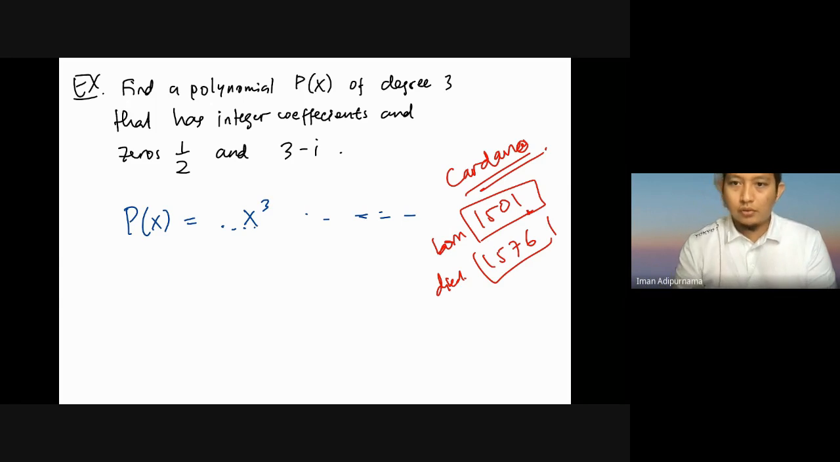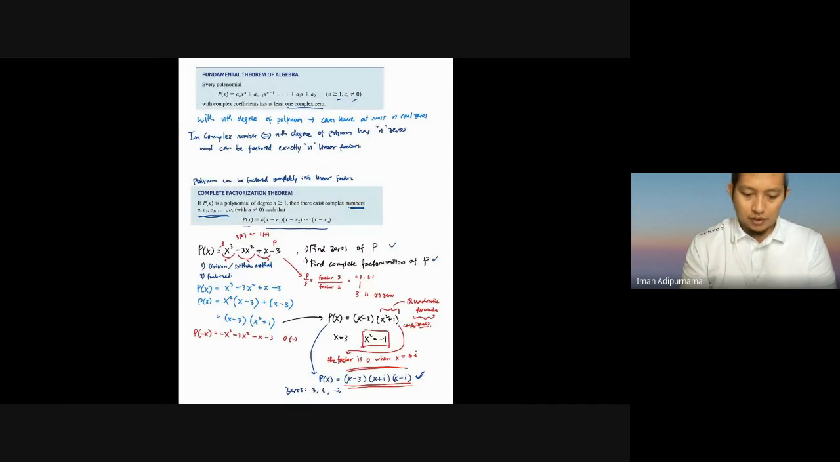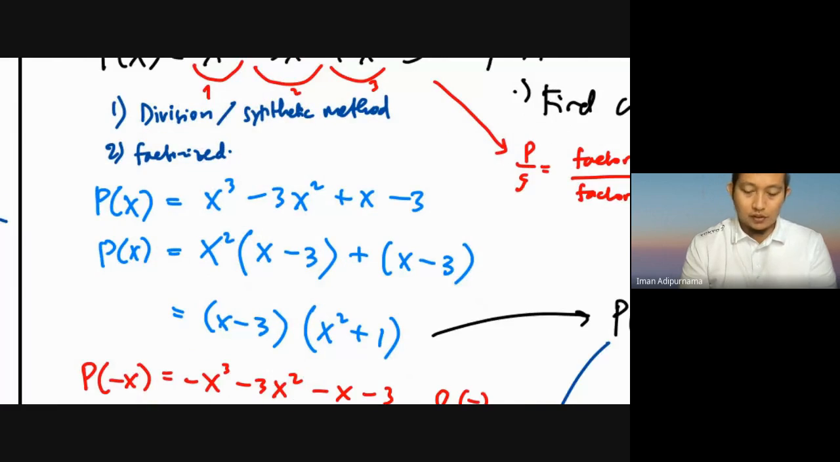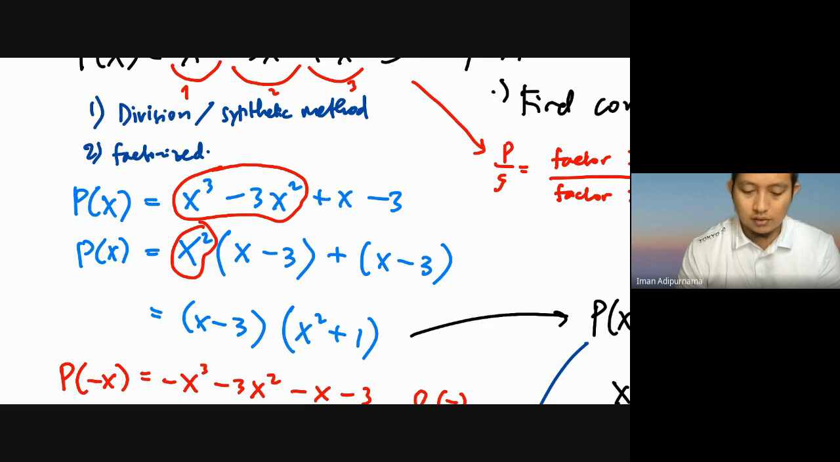Oh, Jordan, you want to ask this? Okay, sorry. Let me go back through here. This one? Okay, check here. See this, the red circle? Take out x squared. Okay, that's where it comes from.